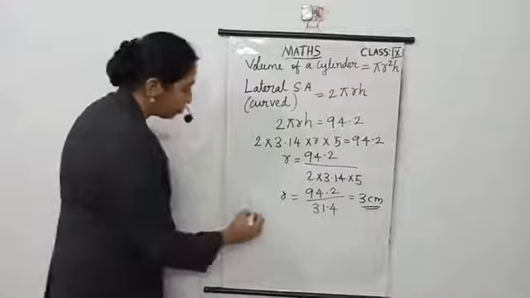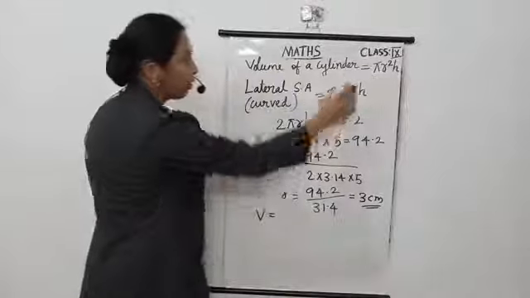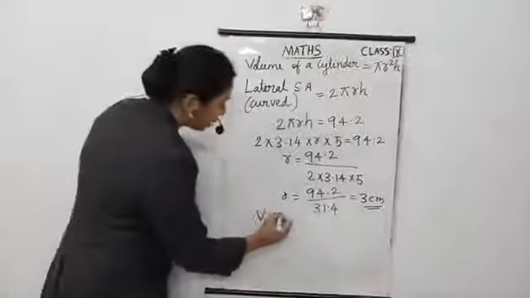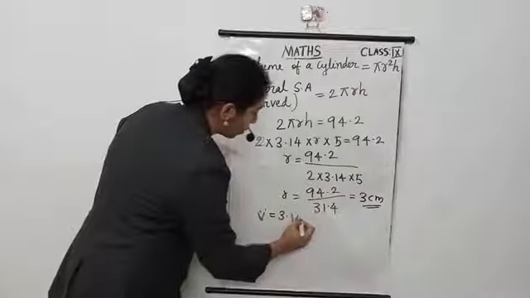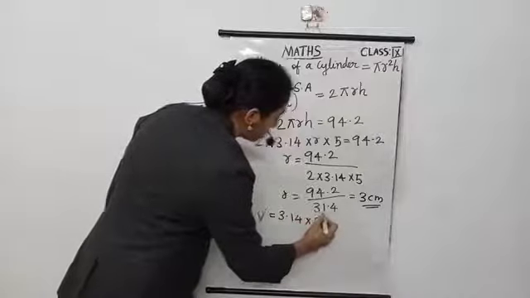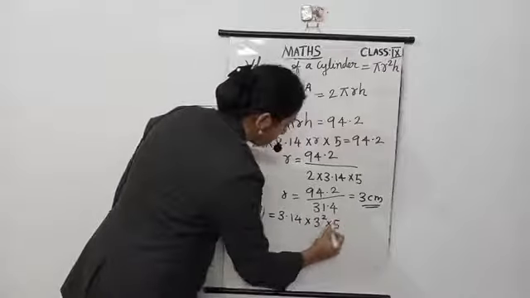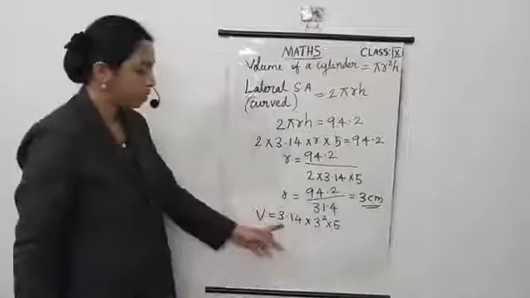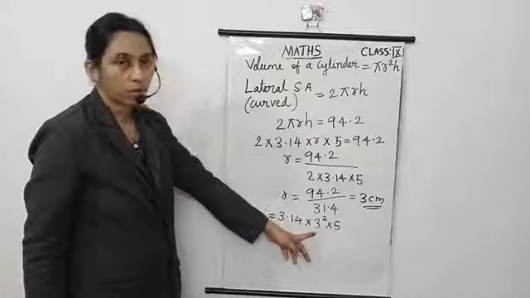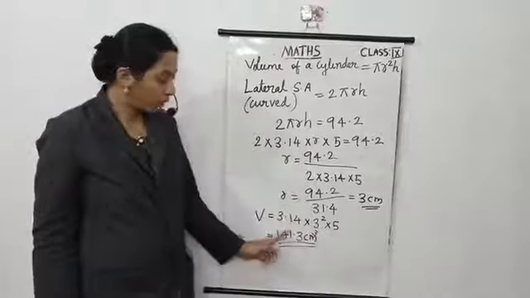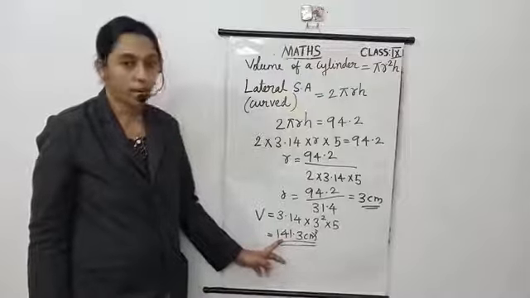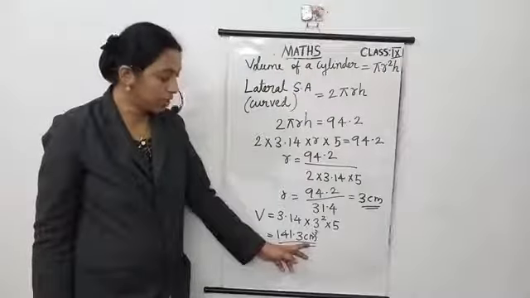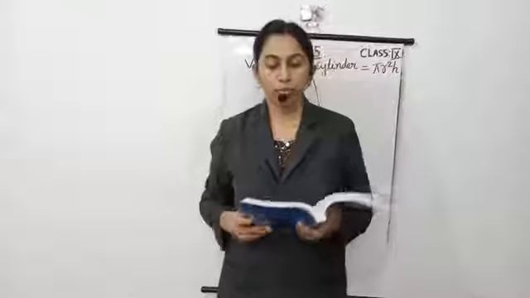Now we need to find its volume. Volume is pi r square h. So here use pi 3.14, r 3 square, h 5. Now multiply 3.14 into 3 into 3 into 5. So after multiplication we get 141.3 centimeter cube.